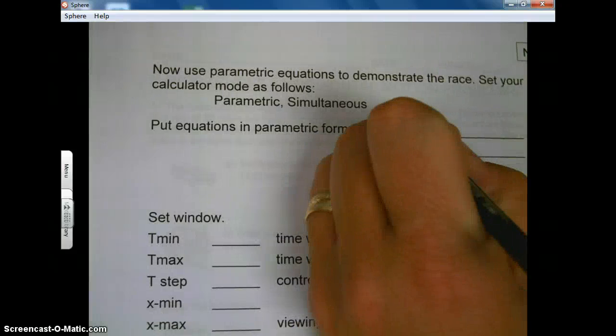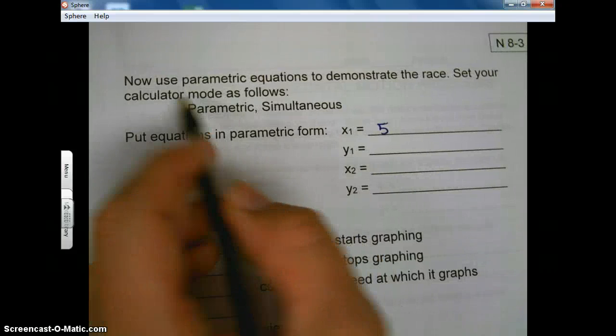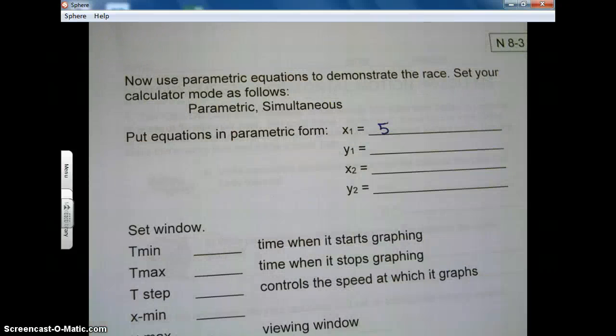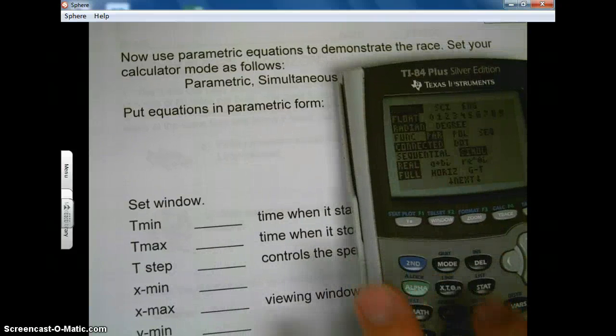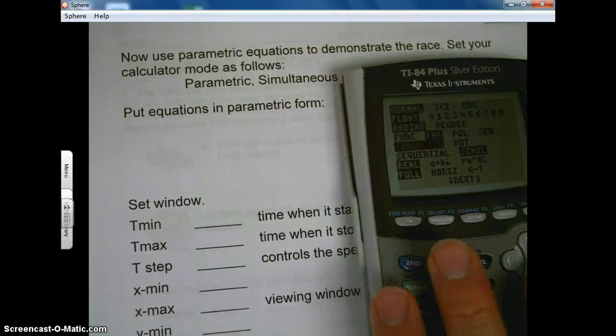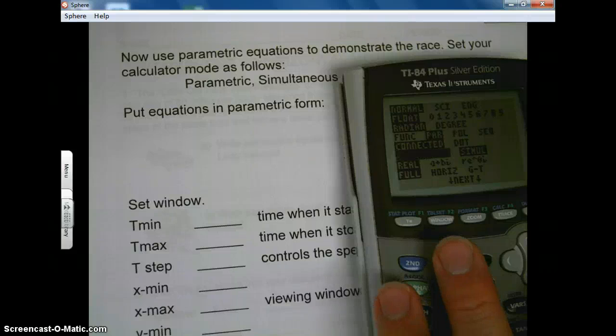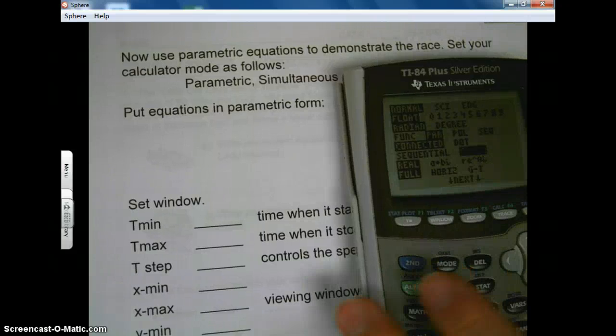Okay, so we're going to go ahead and put these in as parametric. We need to change the calculator mode. So go ahead and go into your mode. Okay, make sure you are set to parametrics. And we have a race between two horizontally moving targets. So make sure you click on simultaneous so that we can see them both racing at the same time.